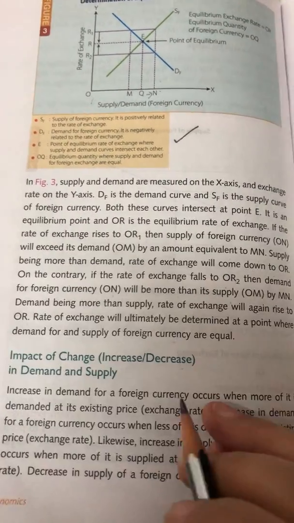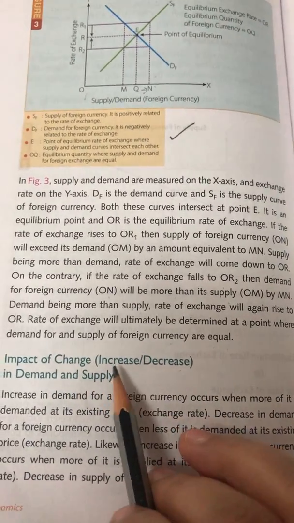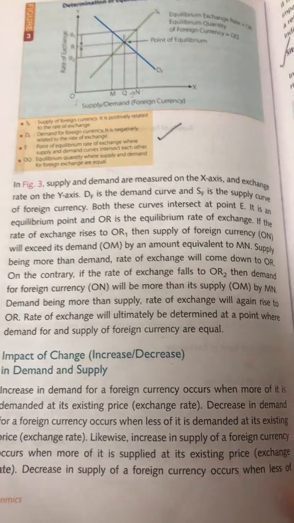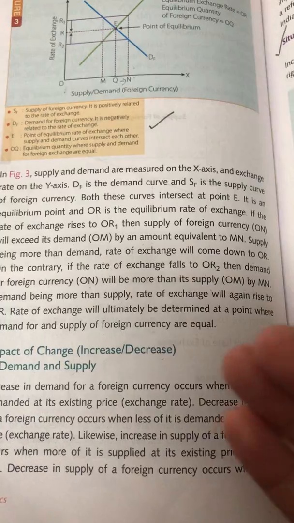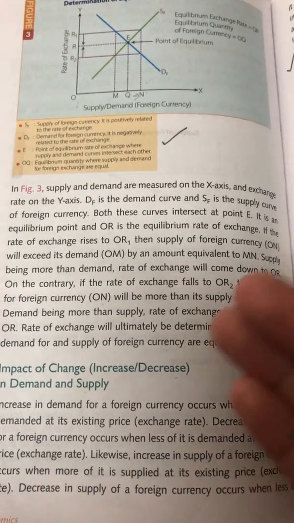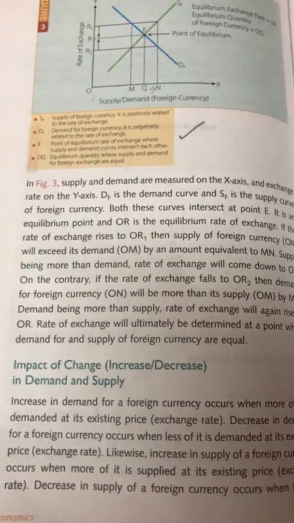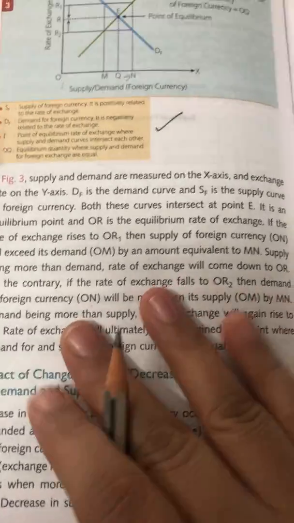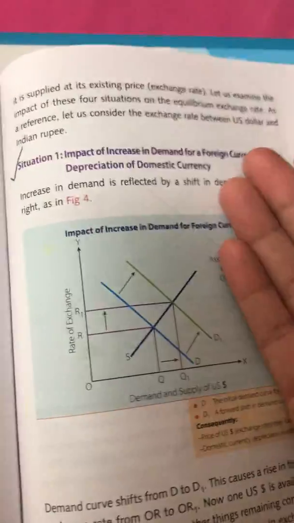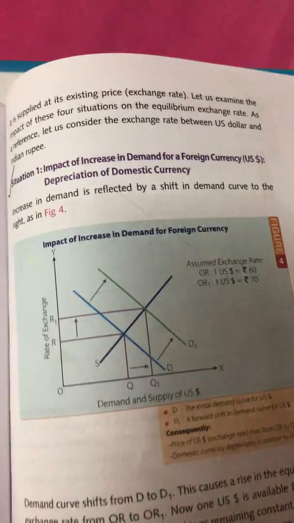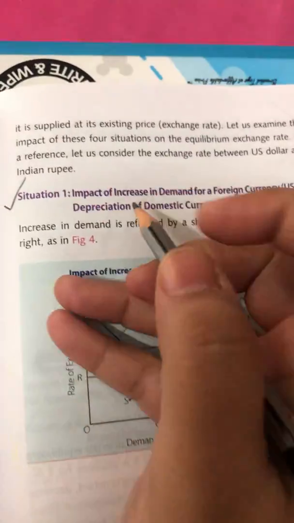Let's go to the next topic of the chapter, impact of change in demand and supply, increase and decrease. Remember, we saw this in microeconomics also in the last chapter of equilibrium price: what are the changes if demand increases, what are the changes if supply increases, what are the changes if demand and supply both increase. But luckily, in this particular chapter, you have only 4 situations: if demand increases, decreases, and if supply increases and decreases. Very, very simple topic to be discussed actually.